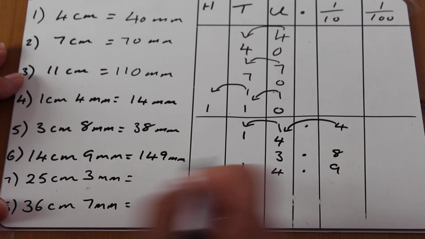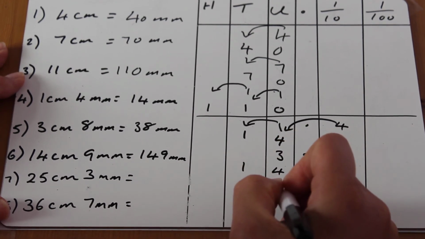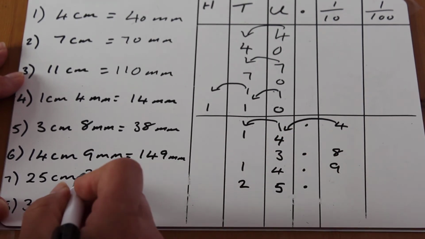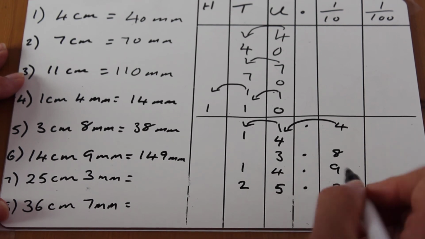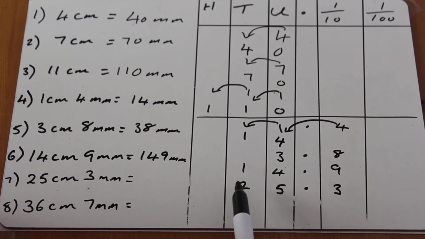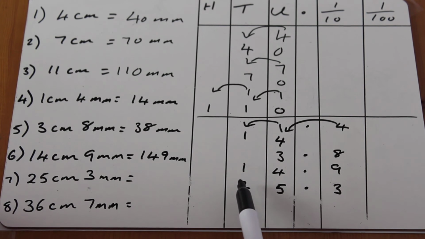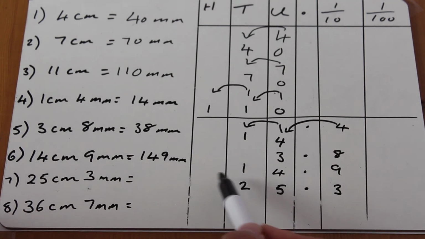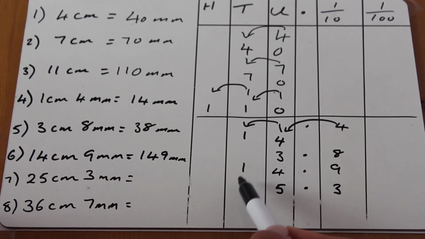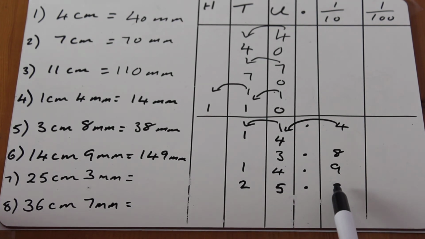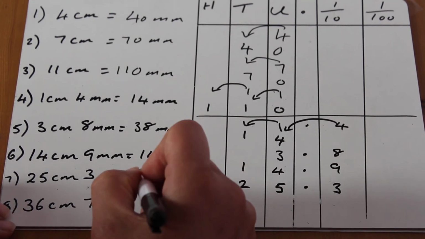25.3, so 25 is my 2 tens and my 5 units. My 3 is the same as my 3 tenths. So this again, everything jumps one column to the left. So my 2 goes into the hundreds, my 5 goes into the tens, and my 3 goes into the units. So that now gives me 253 millimetres.